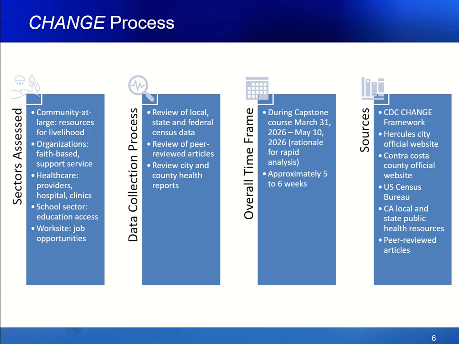In the next pillar, the data collection process. The data collection process consisted of reviewing local, state, and federal public health data such as census reports, healthcare resources, and community health reports. The overall time frame was rapid due to academic limitations, which was approximately 5 to 6 weeks within a capstone project of a Master's of Public Health course.